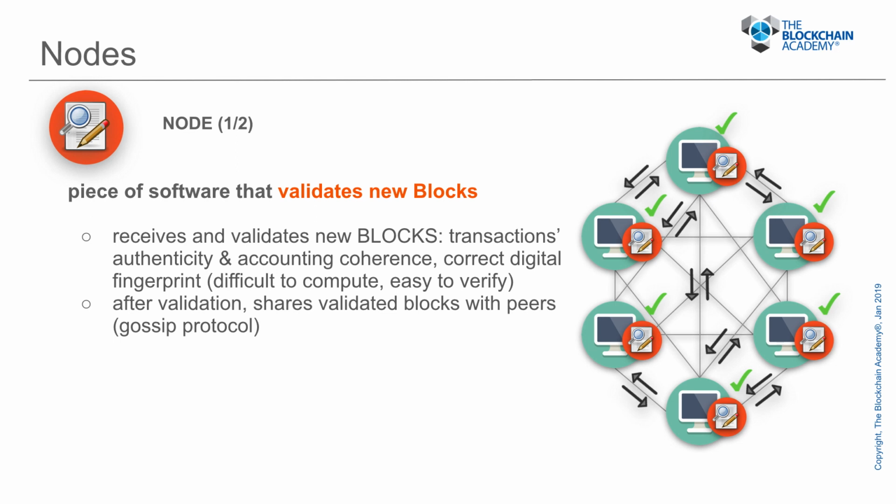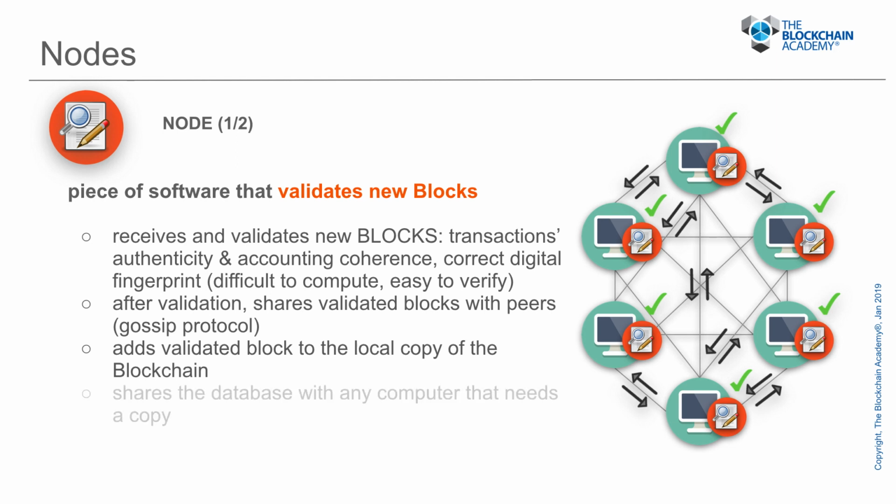When the node validates a block, it shares that block with its peers in the network. Remember, this is the gossip communication protocol kicking in again. When the block is validated, then the node adds that block to its local copy of the blockchain. Lastly, a node shares its copy of the database with any computer that asks for it.